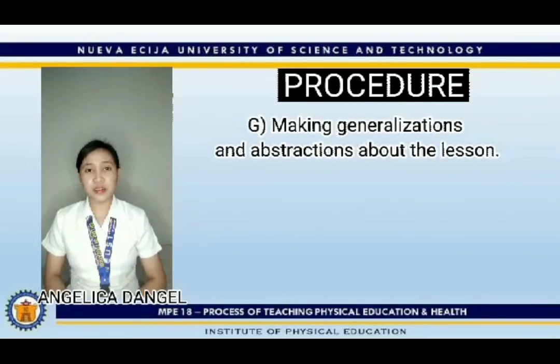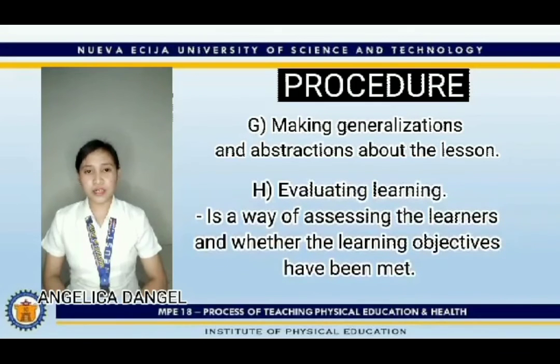G. Making generalizations and abstractions about the lesson. We'll conclude the lesson by asking learners good questions that will help them crystallize their learning so they can declare knowledge and demonstrate their skills. Next, evaluating learning is a way of assessing the learners and whether the learning objectives have been met. Evaluation should tap into the three types of objectives.